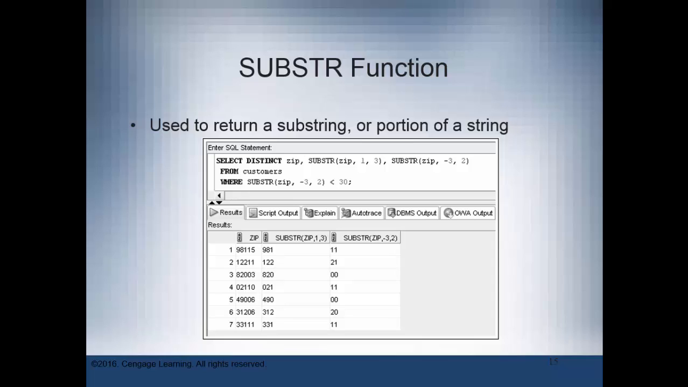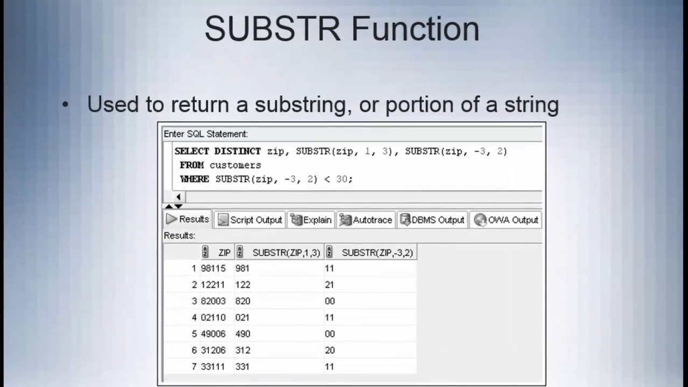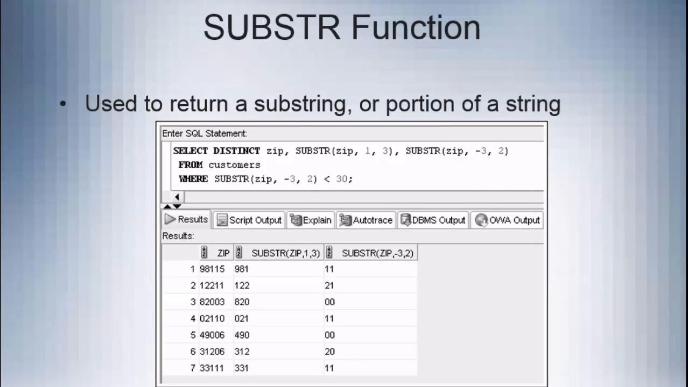The substring function is used to retrieve a portion of string data. The substring function requires 3 arguments. The first argument is the data that will be processed. The second argument is an integer that will represent the character you'll start with for the returned substring. And the third argument is the number of characters you want to retrieve.